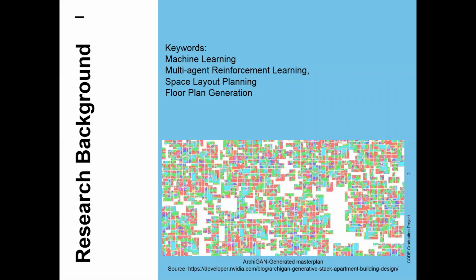And I'm here with multi-agent reinforcement learning, which is a branch of reinforcement learning and a newly rising technique in machine learning, trying to solve this problem by using multi-agent reinforcement learning in space layout planning.